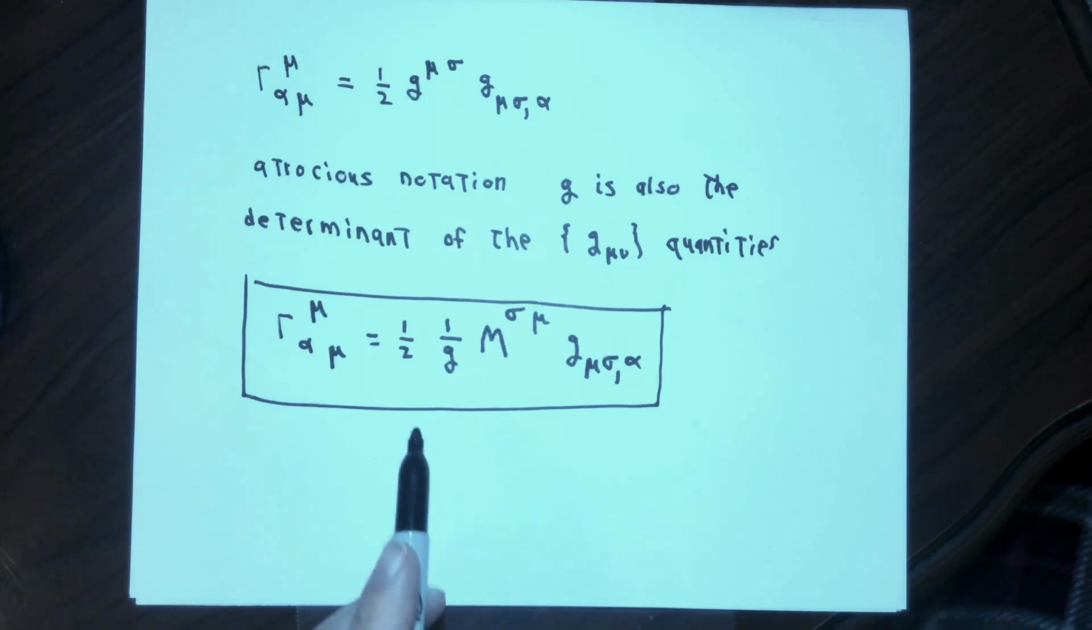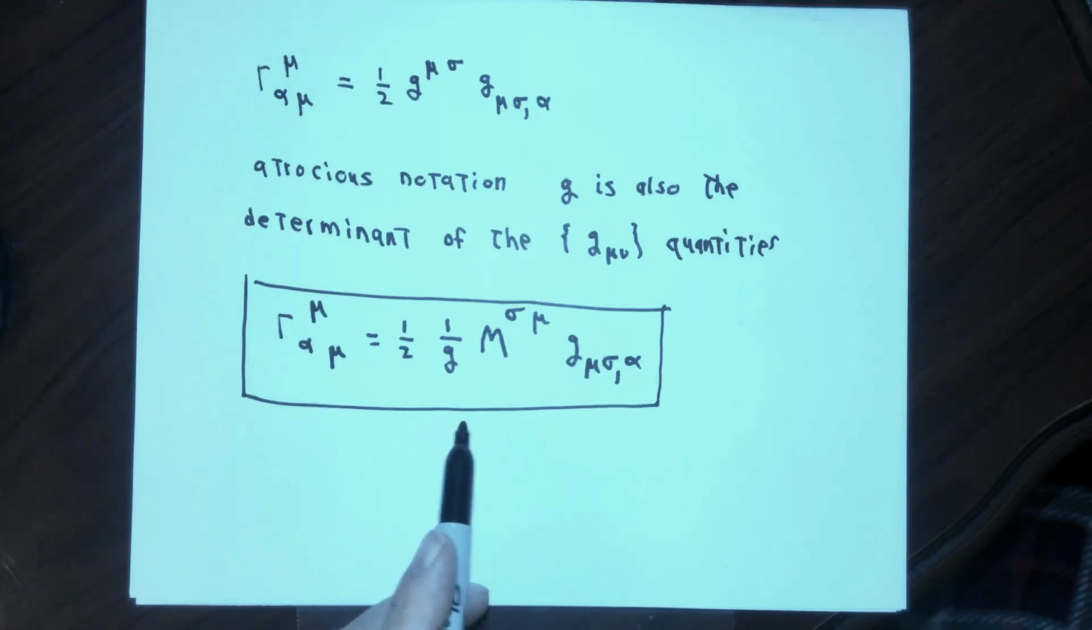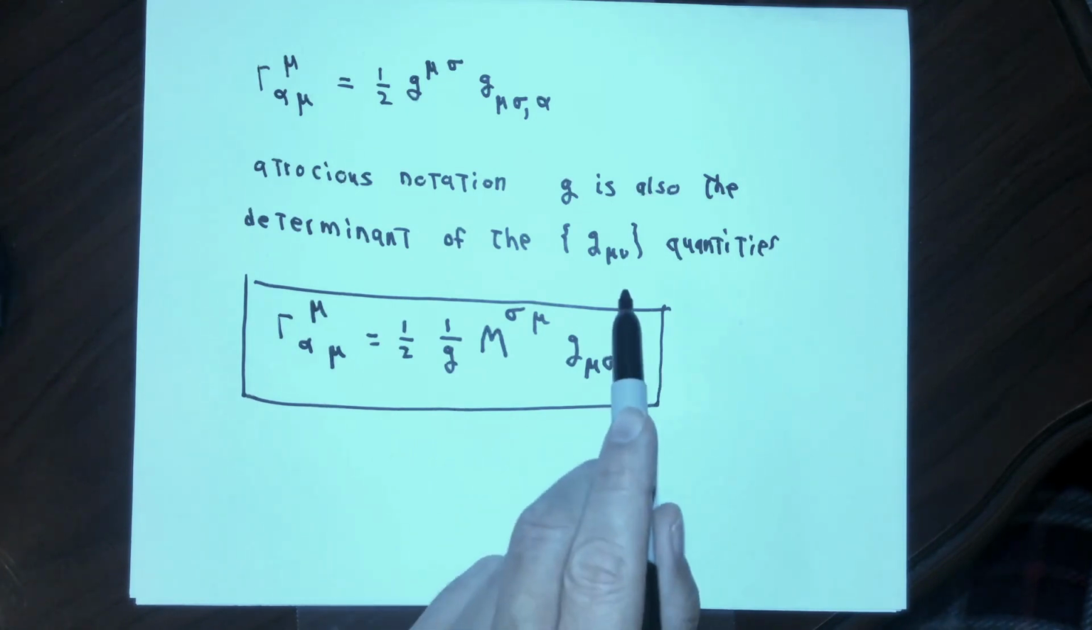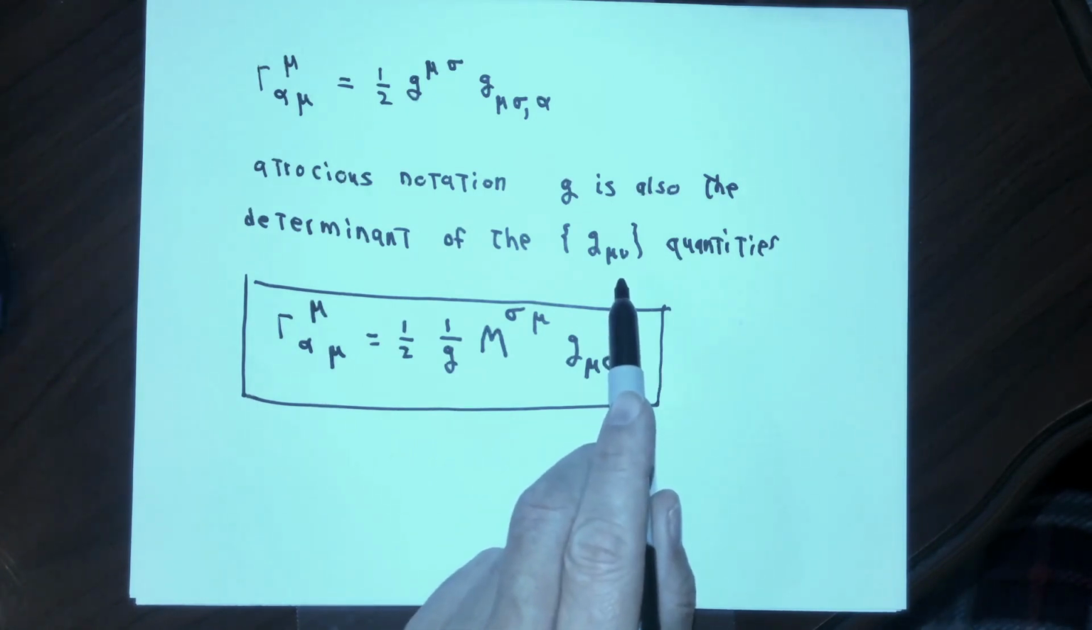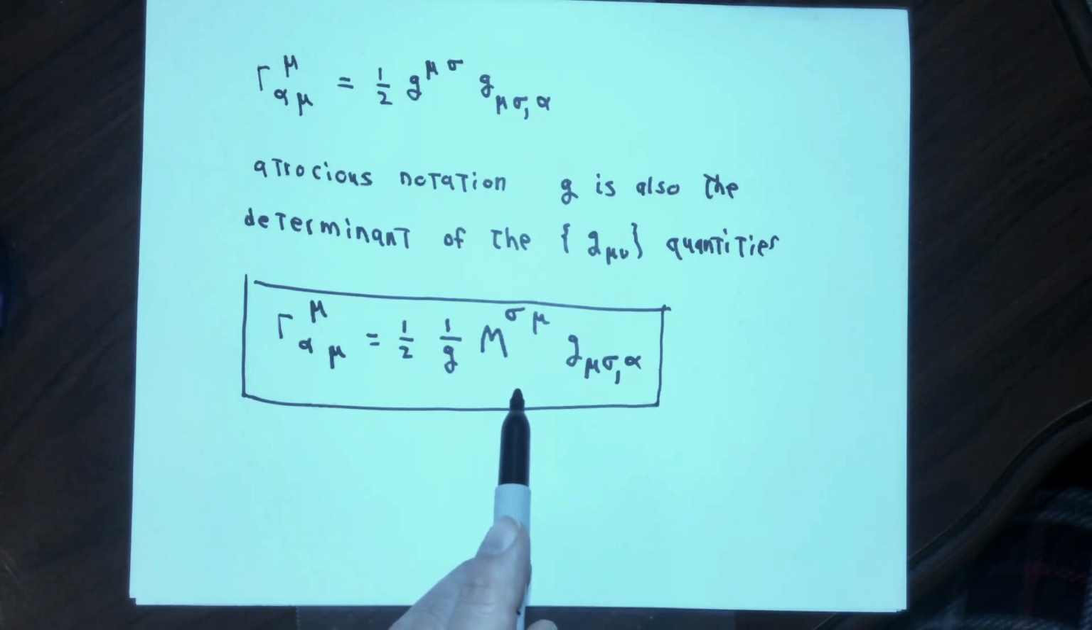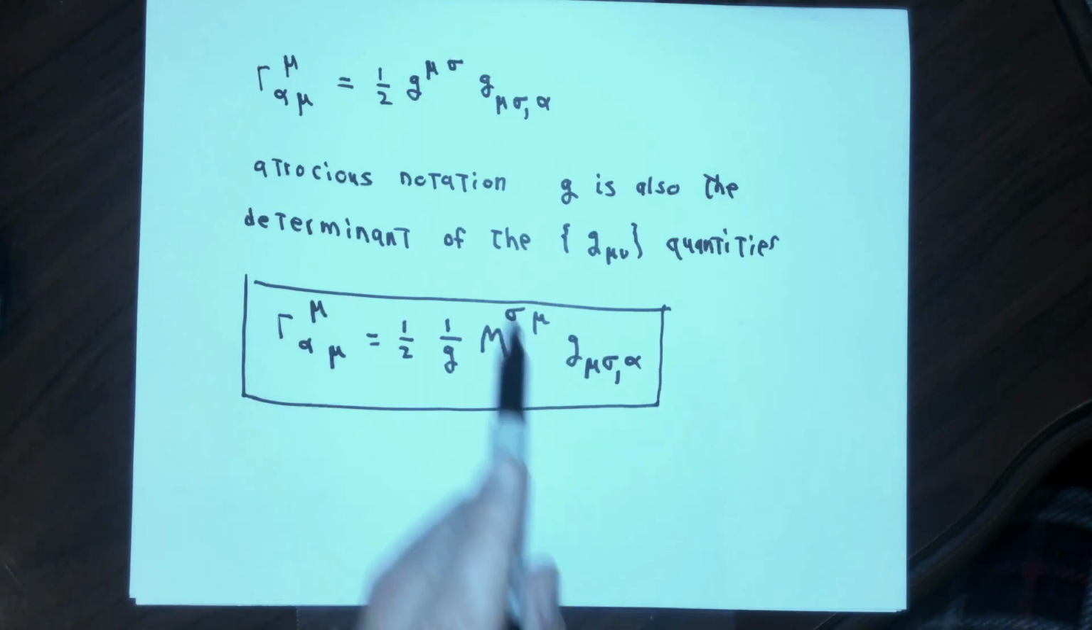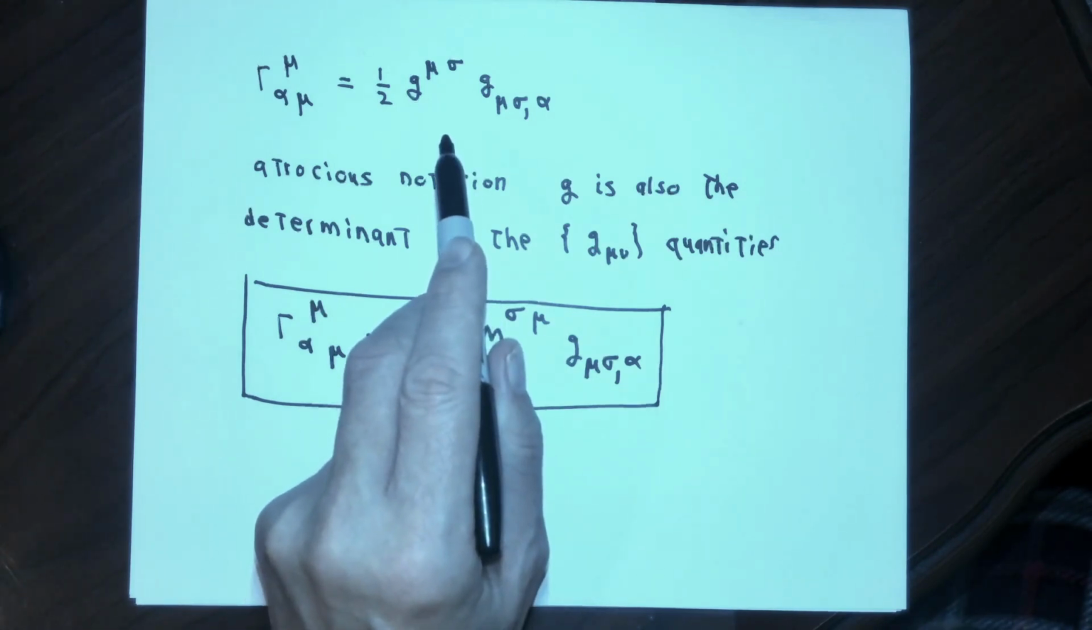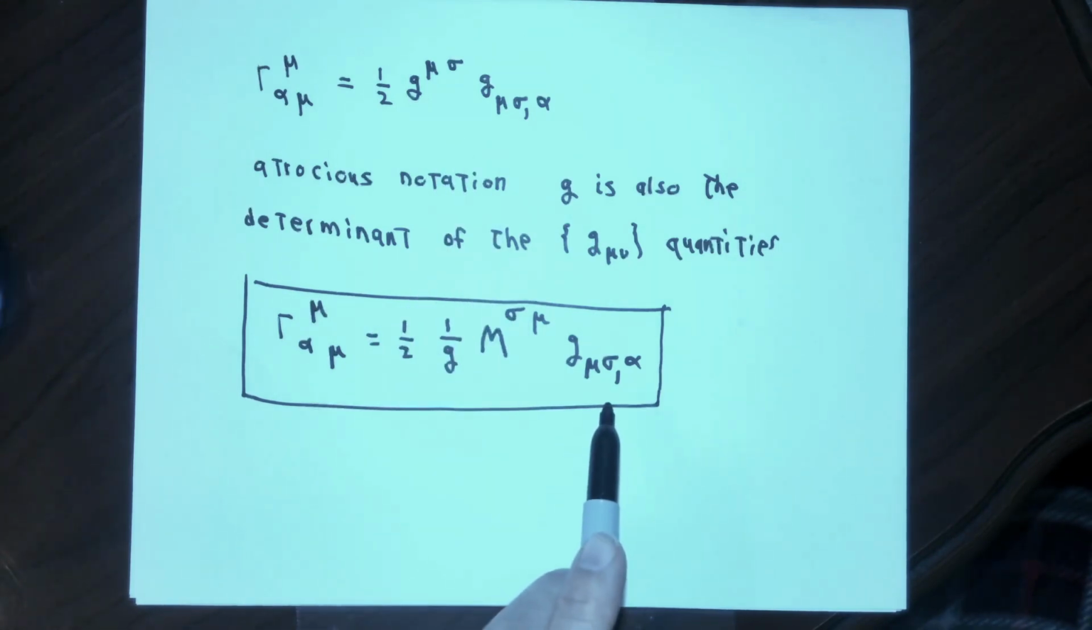So this quantity, which I'm claiming will be useful for us, gamma mu alpha mu, turns out to be 1 over 2 times 1 over the determinant of the metric tensor components in lower format times M with the indexes sigma and mu instead of mu and sigma, g mu sigma comma alpha.